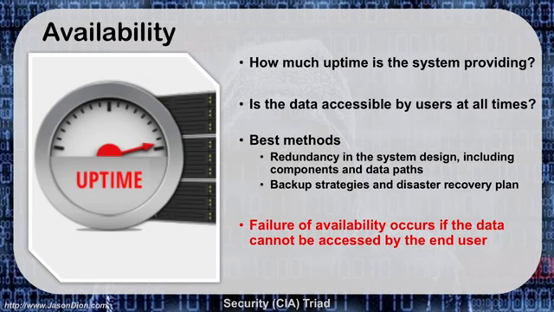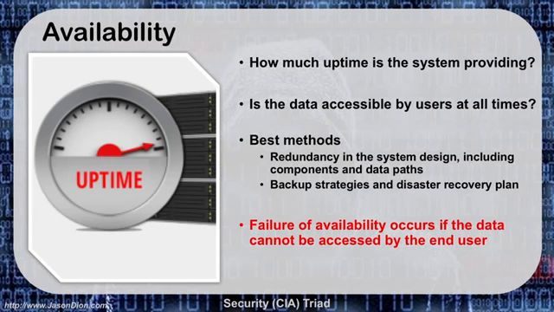The third one that we talk about is availability. That's the A in CIA. And availability is all about uptime and accessibility. So, how much uptime is the system providing? Is the data accessible by all users at all times? If it is, then you have good availability.